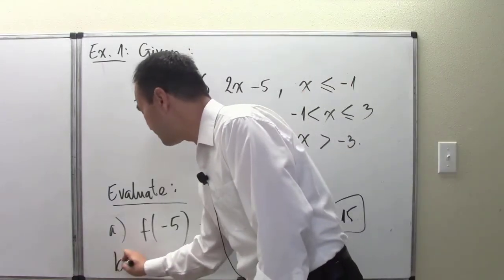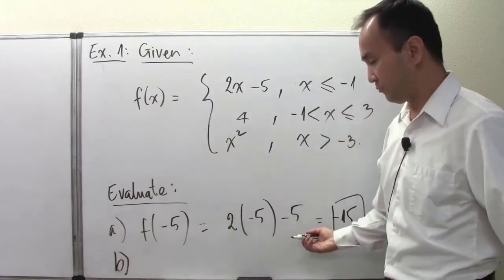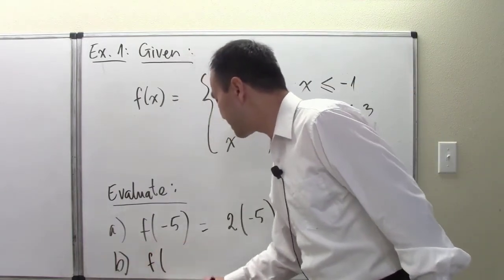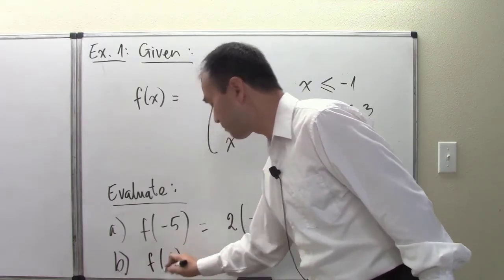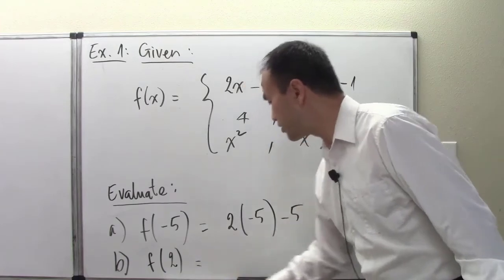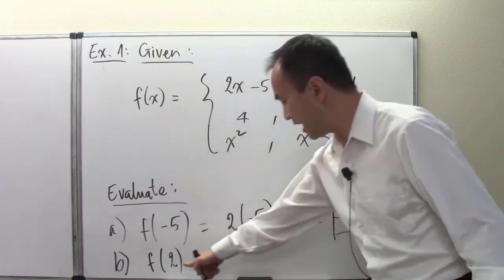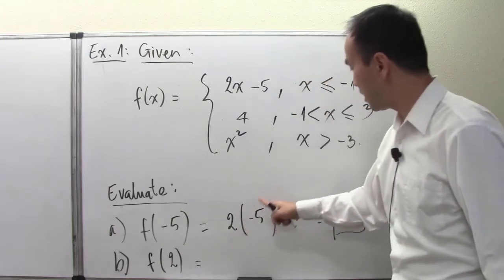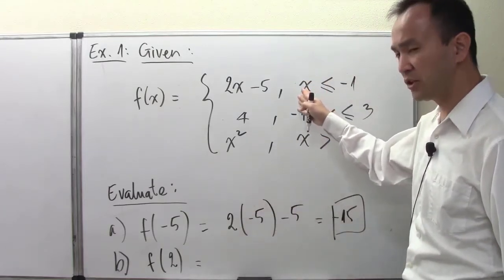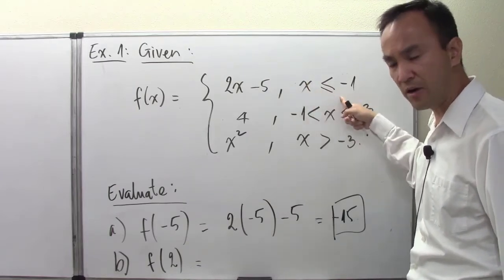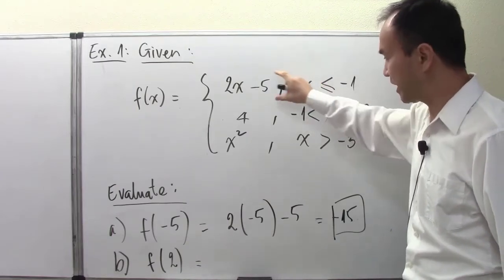Part B. We want to evaluate again. But what about f of 2? Okay, f of 2. With f of 2, what are we looking at here? The input equals 2, so we are no longer looking at this interval of values, this zone of values anymore. So we can no longer use this rule.